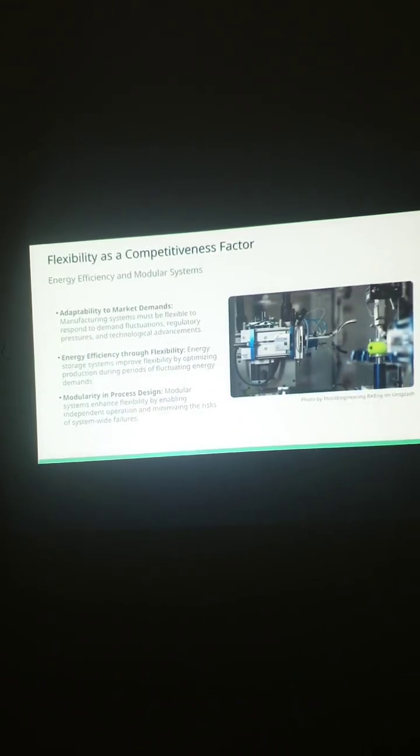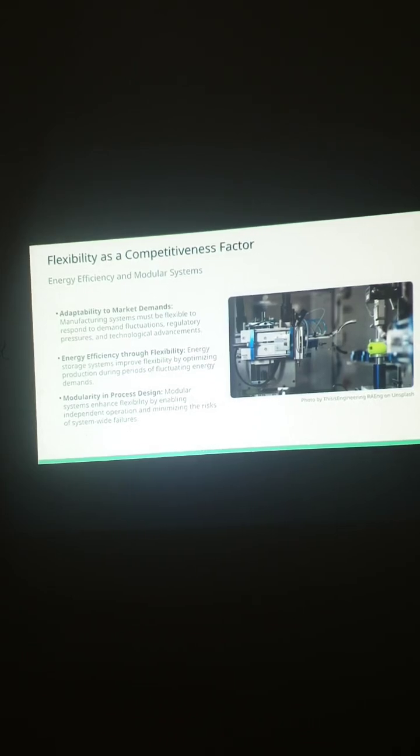Flexibility as a competitiveness factor, you can see here that we must adapt to market demand. Manufacturing systems must be flexible to respond to demand fluctuation, regulatory pressure and technological advancement. For example, your handset, smartphone, is always changing. For example, nowadays it is electric cars, electric vehicles, electric motors. They all keep on changing, keep on coming with new technologies.